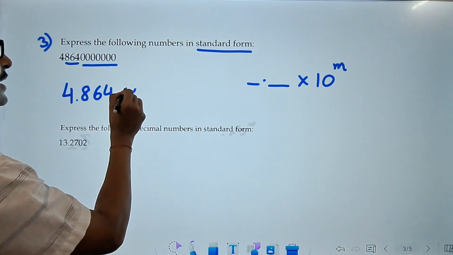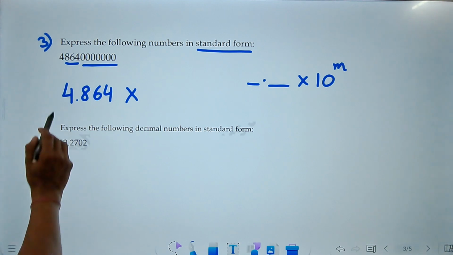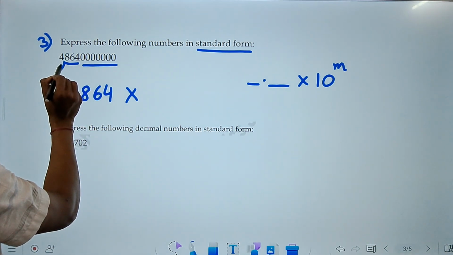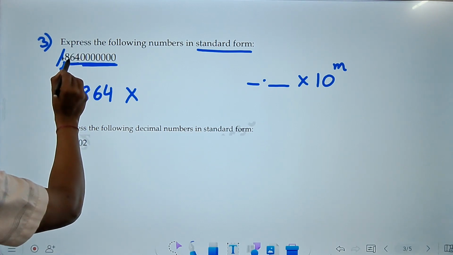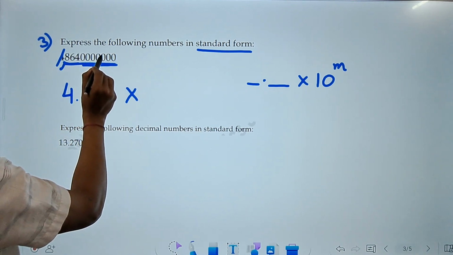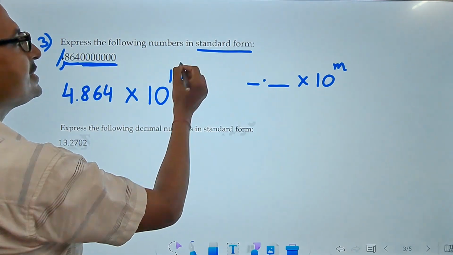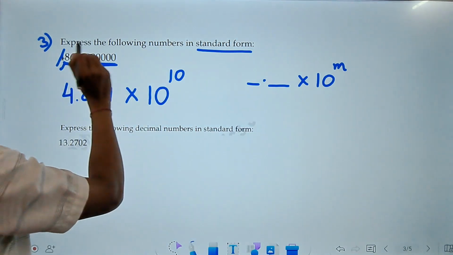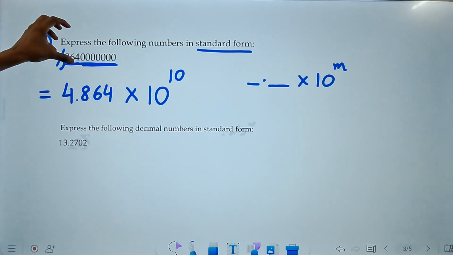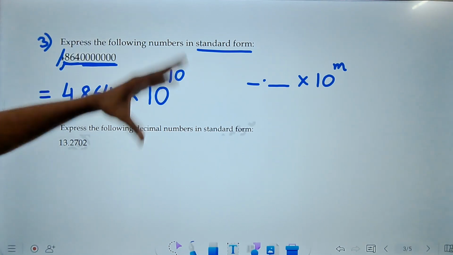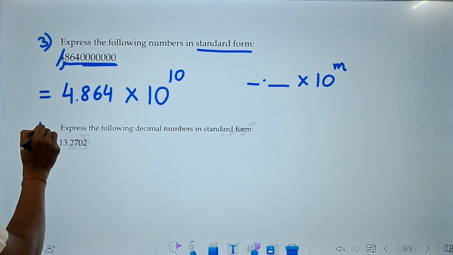4.864. But then if I put a decimal, the decimal did not exist in this number, right? So after decimal, how many digits are there? You just leave the first digit and count the remaining: 1, 2, 3, 4, 5, 6, 7, 8, 9, 10. So you will write 10 raised to power 10. This is the number of digits after the first digit, and this becomes the standard form of 4864000000.